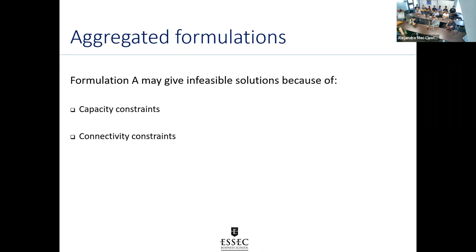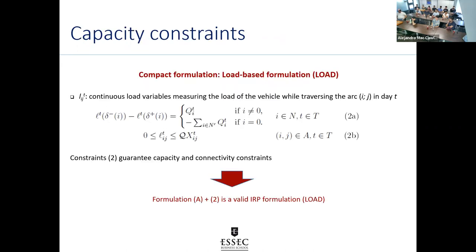Of course, for each way you obtain a different formulation. The formulations that I will analyze and present are not new. They have already been studied. We will compare them in terms of the value of the linear relaxation. So let's start from the capacity constraint. We analyzed two possible ways of modeling the capacity constraint. One, which we called compact formulation, still yields a formulation with a polynomial number of variables and constraints.